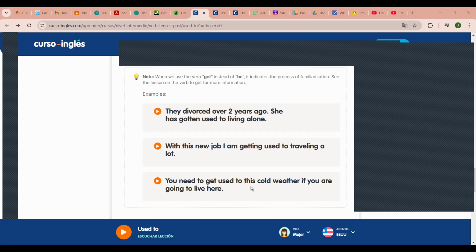They divorced over 2 years ago. She has gotten used to living alone. With this new job, she's getting used to traveling a lot. You need to get used to this cold weather if you are going to live here. Good. All right? So just like before, we're using it as a descriptive. How is she now? How is this person now on the new job? And how are they with the cold weather?